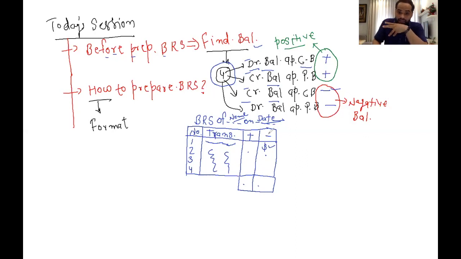So let's say this side is $100, right? So for example, 50, 50. So this side is $100. This side, let's say 40. So let's say we have 3 transactions, 1, 2, and 3. Okay. So this side is 40. All right. So how much is the difference? 60. Right.